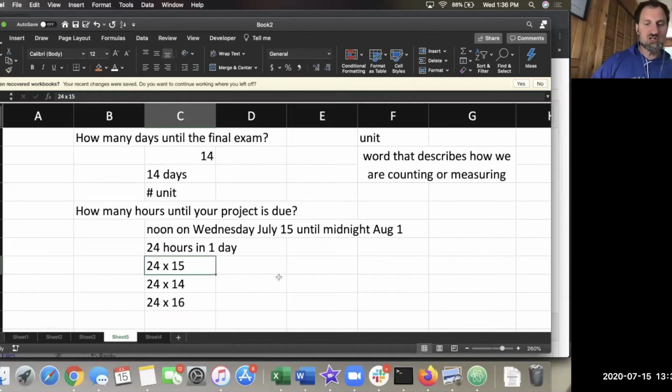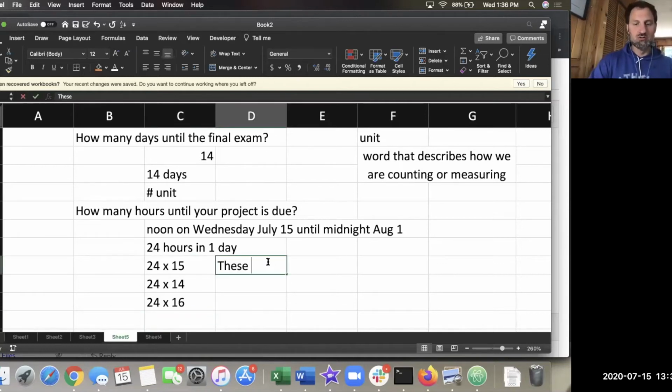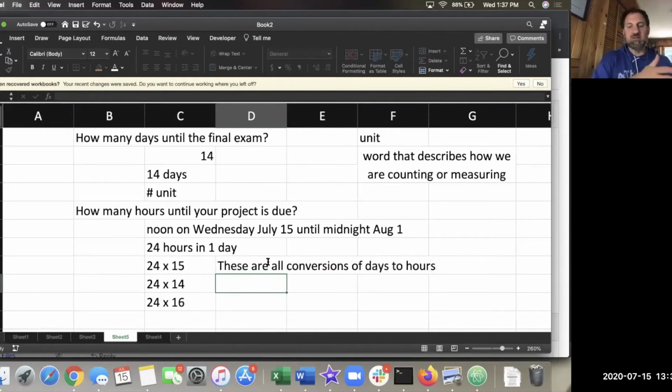But this essentially is a conversion, right? These are all conversions of days to hours. What we do is we just multiply how many days by 24, and that gives us how many hours. And in its simplest form, a conversion is just multiplication or division. There are conversions like the temperature conversions where there's actually a complicated formula, not crazy complicated, but it's more than just multiplication and division. But for all the conversions that we're going to do, it's essentially multiplication or division.